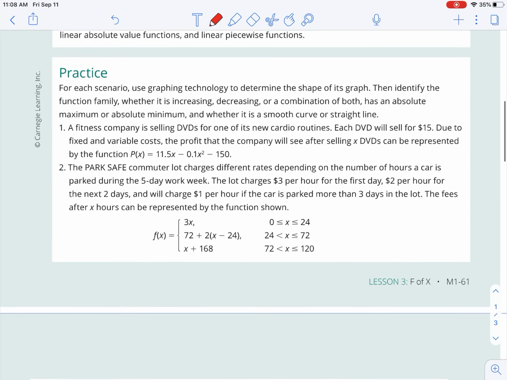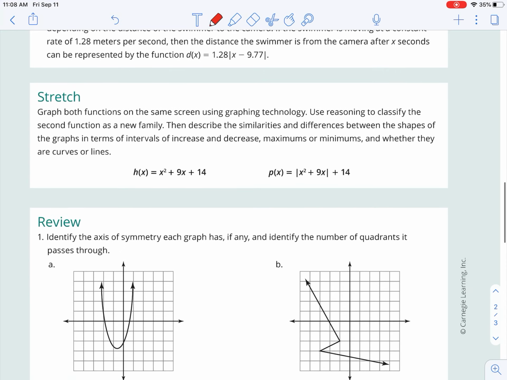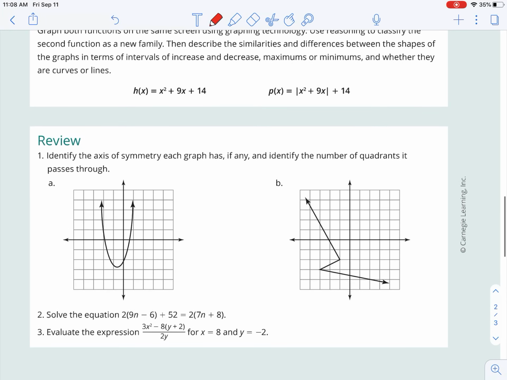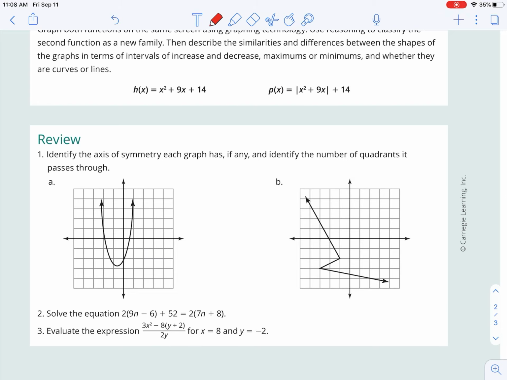All right, let's see. I asked you to review 1A. So on the review there, identify the axis of symmetry for each graph has, if any, and identify the number of quadrants it passes through. So letter A, it does have an axis of symmetry. This is what we call a quadratic graph. And where could you go through and draw an axis of symmetry so that you could fold the left onto the right? It would mirror one another right here. I do my best to put that right in the middle, but it's vertically right there. That's my axis of symmetry, okay?